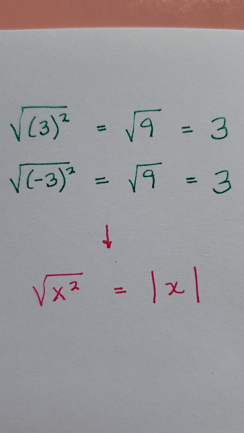So the square root of x squared is not equal to x, it's actually equal to the absolute value of x, because that principal square root will always be positive regardless of the sign of x.